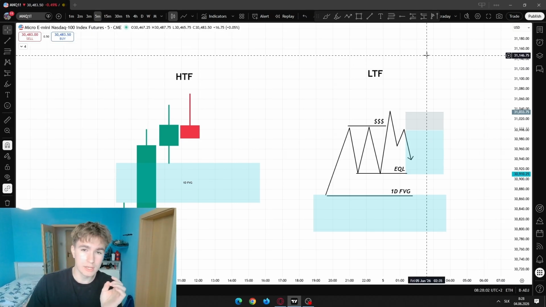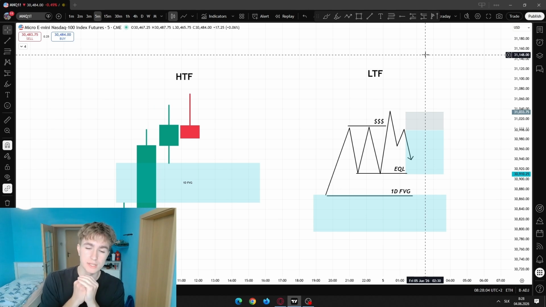A drawn liquidity is basically the closest liquidity pool to us. It could be a fair value gap, swing low, swing high, equilibrium, any liquidity-based confluence. And it's the place where the market is moving next towards.